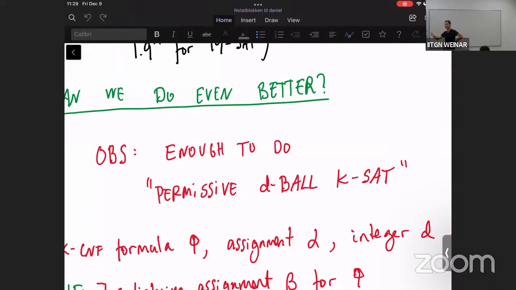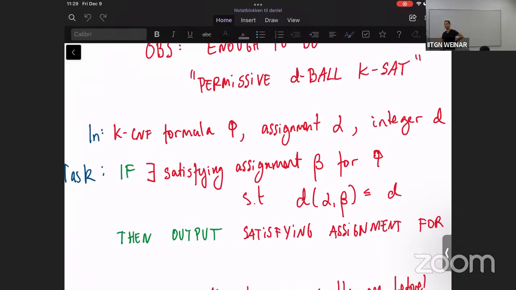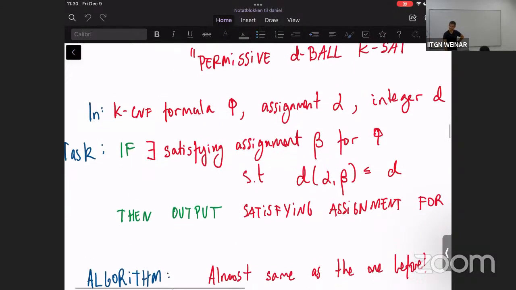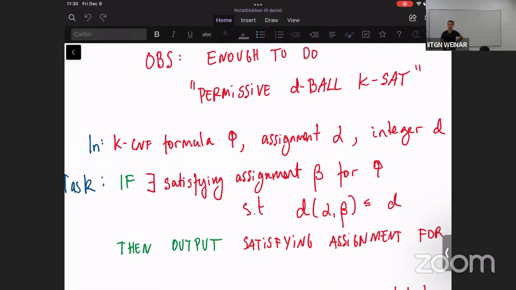When we were doing this ball sat, we were actually doing the following thing. I give you an alpha and I ask, does there exist a satisfying assignment at distance at most d from alpha? But it's enough for us to do the following: if there is a satisfying assignment at distance at most d, output any satisfying assignment, even if it's far away. So you don't really need to determine whether there is a satisfying assignment at distance at most d. It's enough to report that the formula is satisfiable and give a satisfying assignment. And we're going to try to do that in time better than k to the power d.